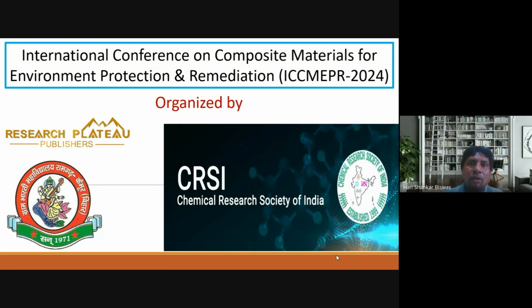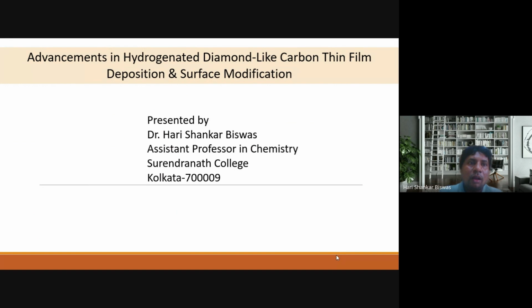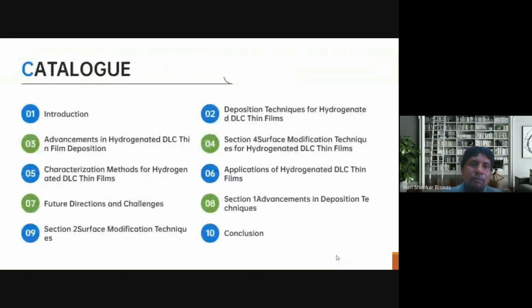This is the International Conference on Composite Material for Environmental Protection and Remediation, organized by these three organizations. My topic is advancement in hydrogenated diamond-like carbon thin film deposition and surface modification. I am Dr. Ravi Shankar Rai, Assistant Professor in Chemistry, Surendranath College, Kolkata.